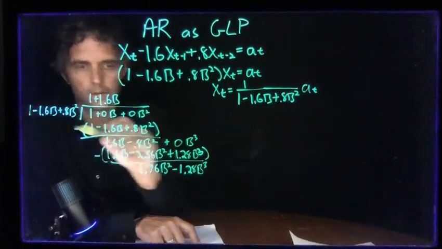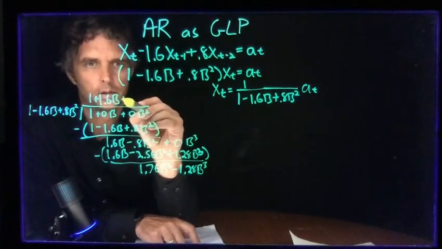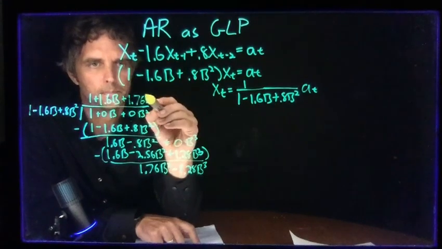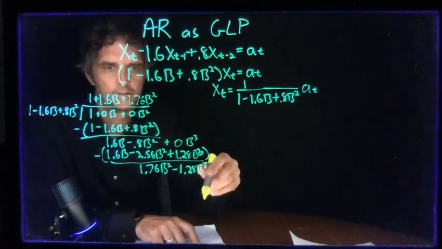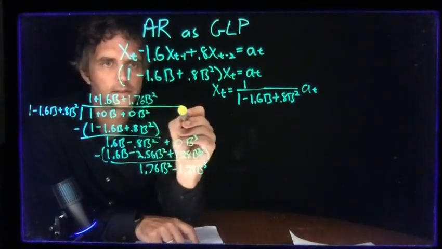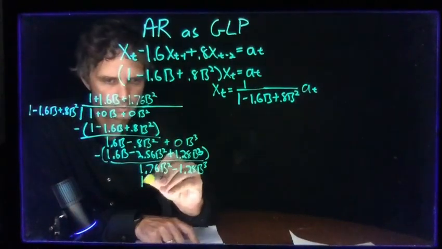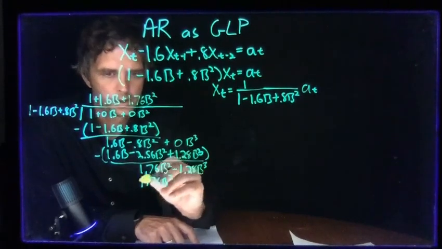So what do I multiply 1 by to get 1.76b squared? Well, that's simply 1.76b squared. And there we have that. And so now we need to extend this. We'll probably go one more, but 1.76b squared times 1 is 1.76b squared. And that's why we chose it.